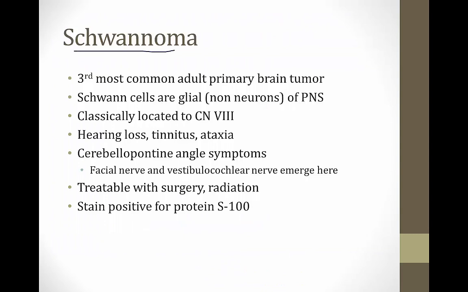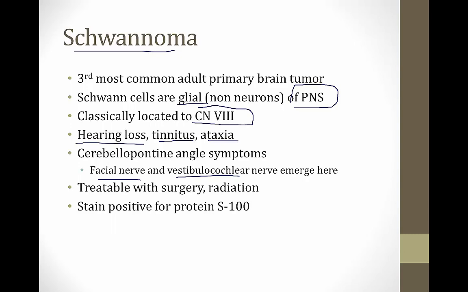These are the third most common adult primary brain tumor. Remember that Schwann cells are glial cells, non-neurons of the peripheral nervous system, so these tend to locate more peripherally. They're classically located on cranial nerve 8, and cranial nerve 8 is the vestibulocochlear nerve, so these patients will develop hearing loss and tinnitus and ataxia. They like to form at the cerebellar-pontine angle, so this gives symptoms of facial nerve and vestibulocochlear nerve damage when you have a schwannoma here.